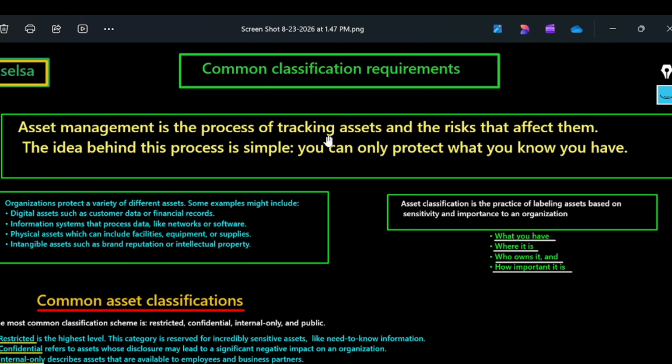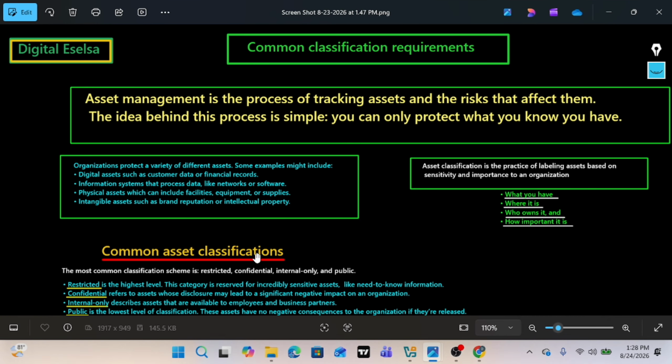You won't be able to know the categories of assets that you have. You won't be able to even know how delicate or sensitive these assets are, because assets are not equal in terms of the type of risks that affect them and also how sensitive they are. And so the idea behind this process of asset management is simple. You can only protect what you know you have.